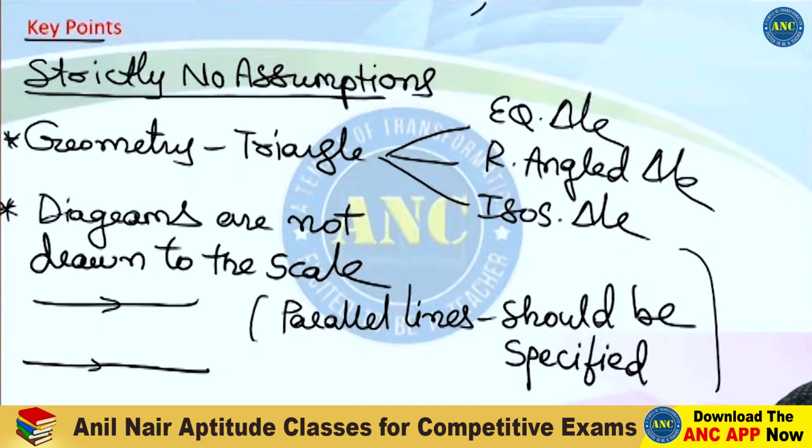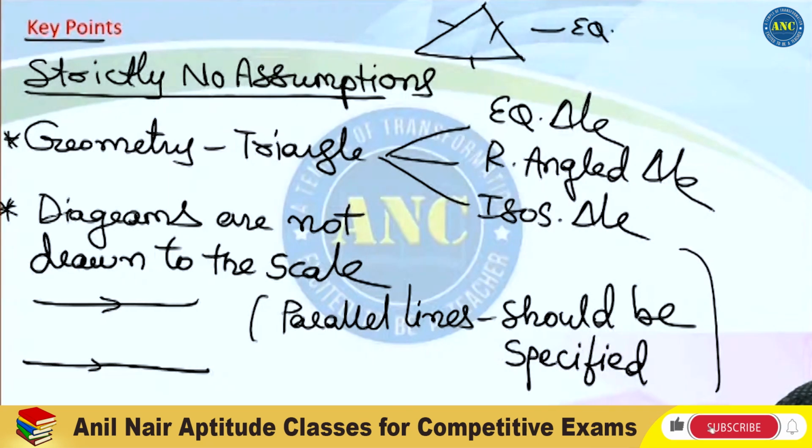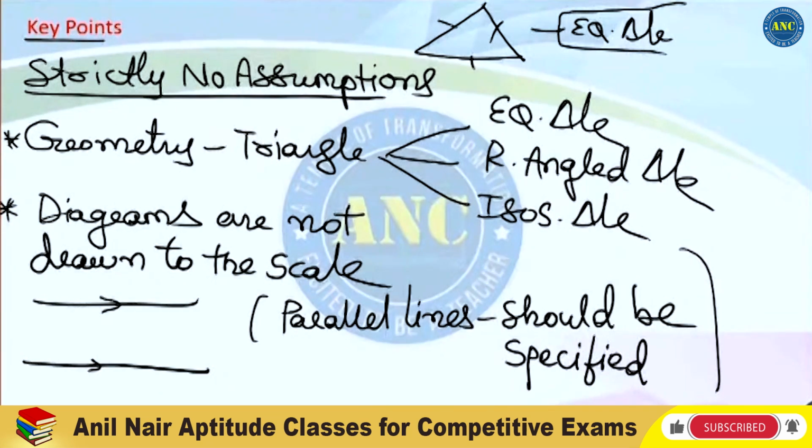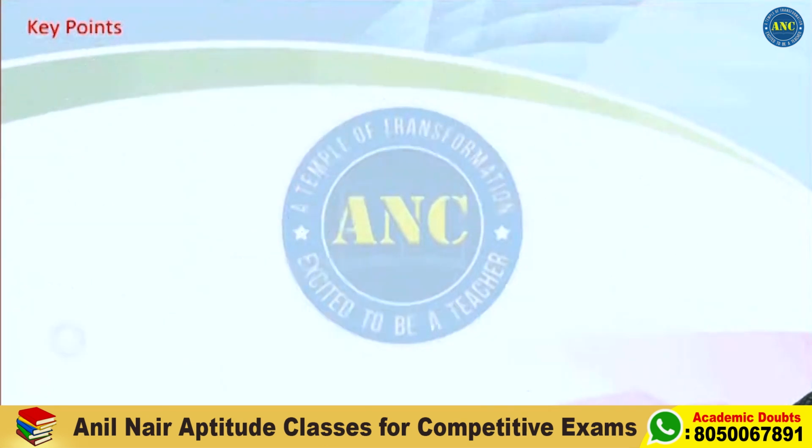Diagrams are not drawn to scale. This does not mean that it is an equilateral triangle. You are not expected to assume anything. Next point. Third key point.